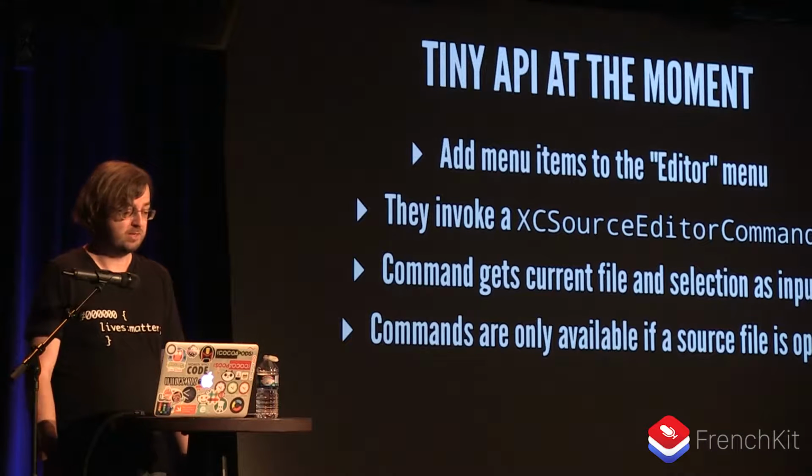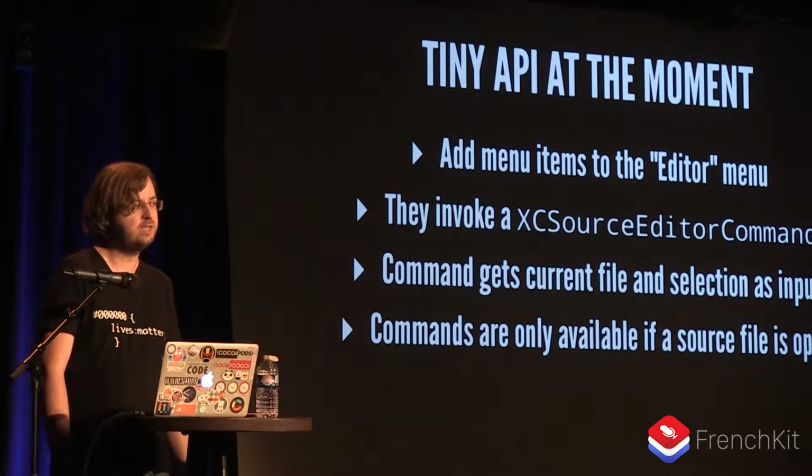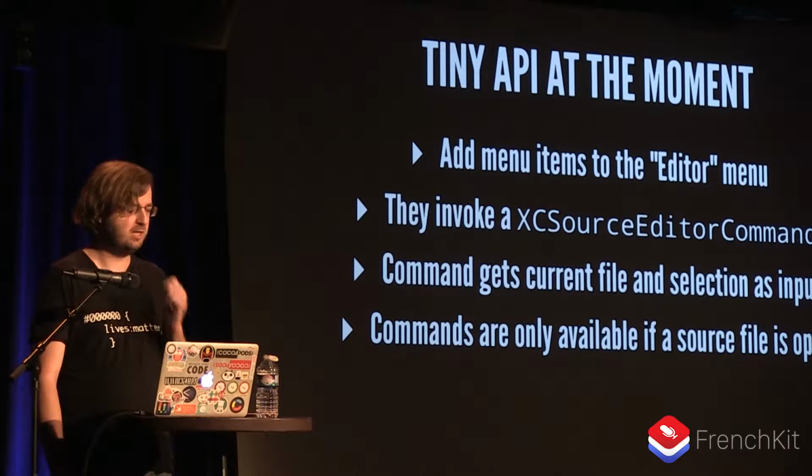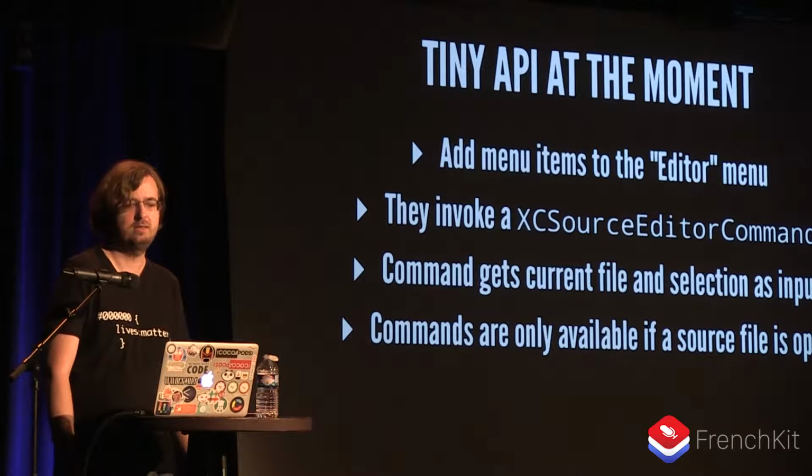At the moment, there's only a tiny API in Xcode Kit. So what we can basically do is add new menu items to the editor menu. They invoke an XCSourceEditorCommand. The command gets the contents of the current file and the selection as input. And those commands are only available if a source file is open.